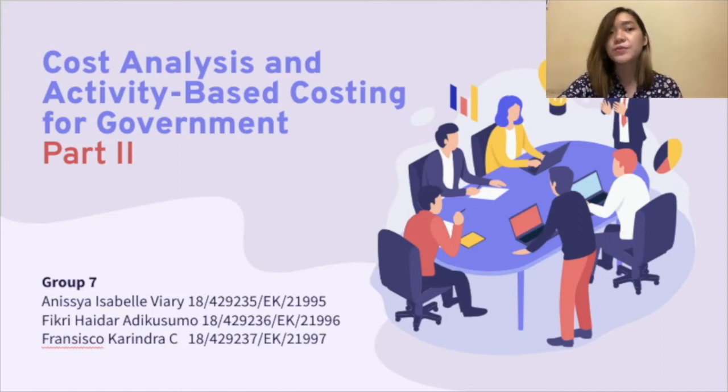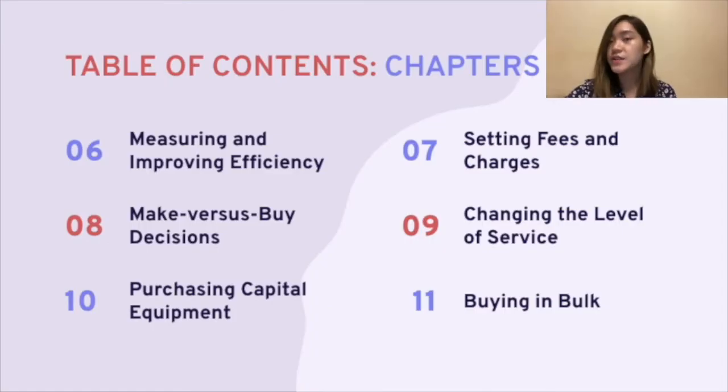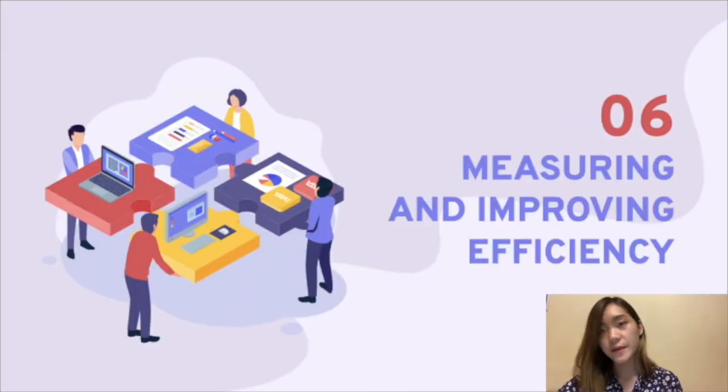Today we're going to present about cost analysis and activity-based costing for government, Part 2. Today's overview will be from Chapter 6 until Chapter 11, and I will start discussing Chapter 6, which would be measuring and improving efficiency, and continue on until Chapter 7, which is setting fees and charges. So for the first chapter, which is Chapter 6, we will be discussing measuring and improving efficiency.